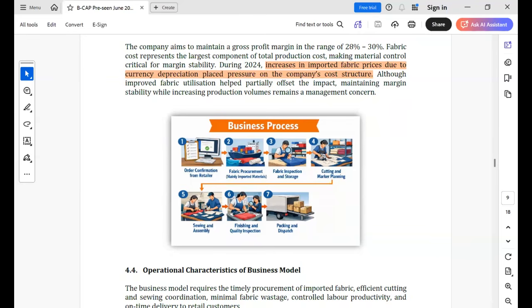Then once you bring the fabric into the factory, there is an inspection before the fabrics are taken into production. Once the inspection is done, it goes to the cutting and marker planning. Based on the design, you cut the fabric and you mark it. Then based on the marker, you sew the fabric and assemble it. You fix the buttons, zippers, everything, right? After that, it goes to the final inspection and you have a quality inspection.